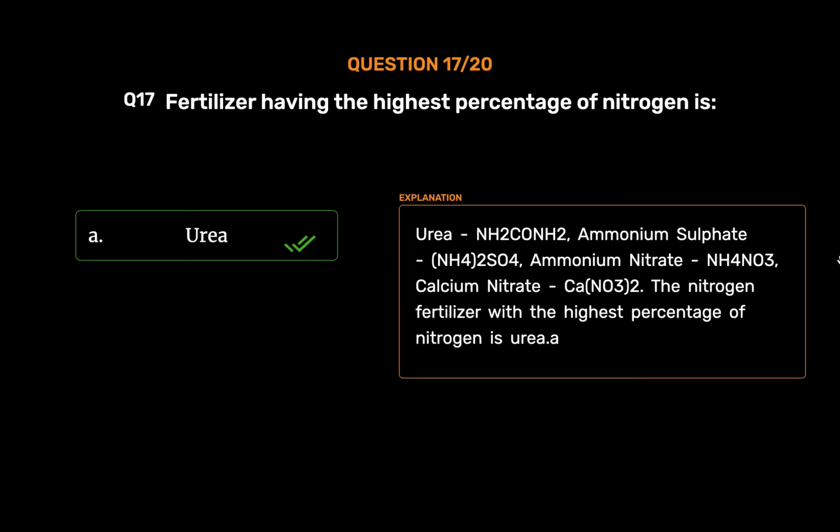Urea, NH2CONH2, ammonium sulfate, (NH4)2SO4, ammonium nitrate, NH4NO3, calcium nitrate, Ca(NO3)2. The nitrogen fertilizer with the highest percentage of nitrogen is urea.